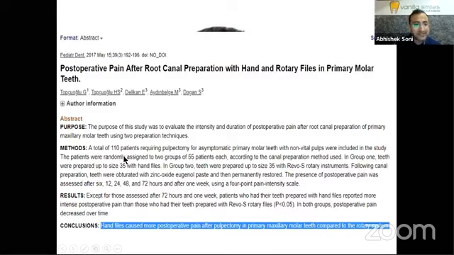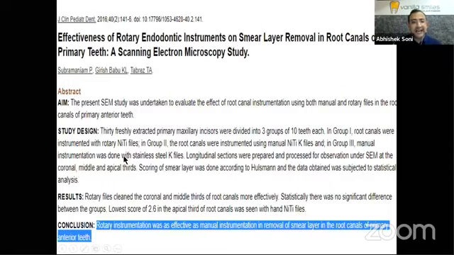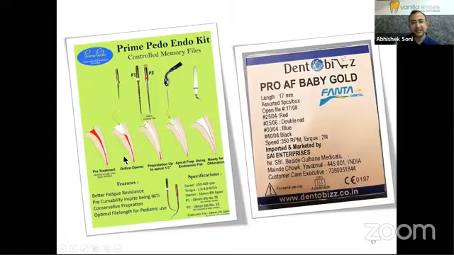So this study concludes that the post-operative pain after pulpectomy in primary maxillary molar teeth was less for the rotary file systems when compared to hand files. This was an in vitro comparison as to the amount of time required for hand files versus pediatric rotary files, and there was a statistically significant difference that was seen. And rotary instrumentation was effective in smear layer removal for root canals treated with rotary files.